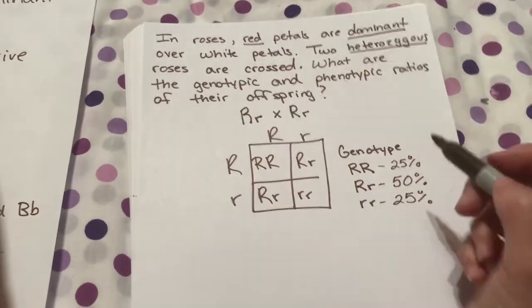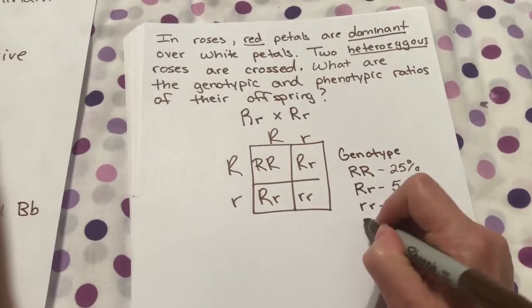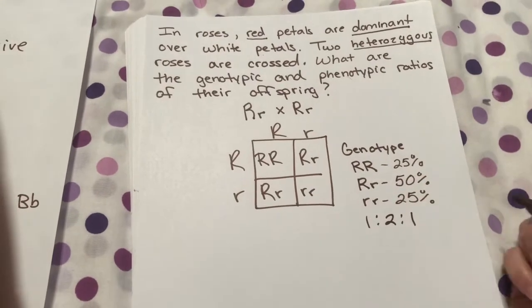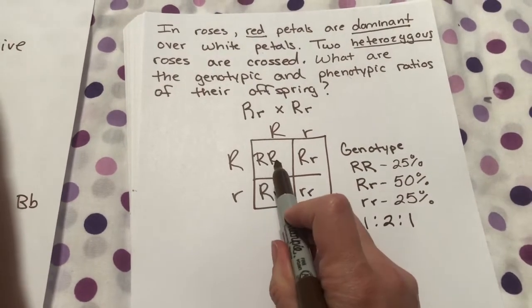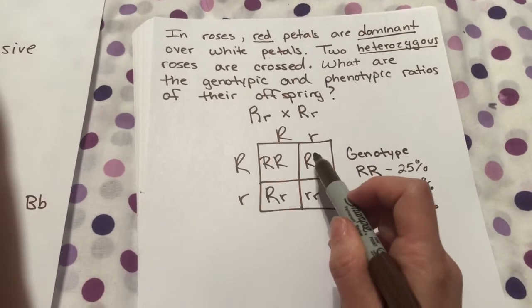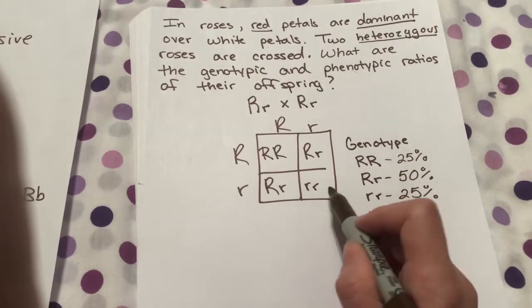I asked for genotypic ratio. That would be a 1 to 2 to 1 ratio. 1 of the big R, big R, 2 of the big R, little r's, and then 1 little r, little r.